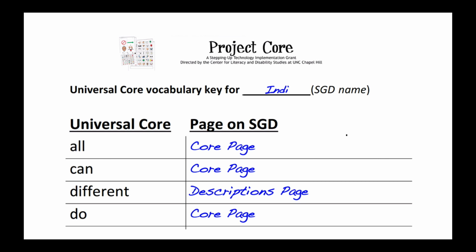A simple key is provided on the project website to determine how to locate the words in the Universal Core vocabulary on commercial AAC apps and devices. For example, on the Indie, the words all, can, and do are found on the core page, while different is on the descriptions page.